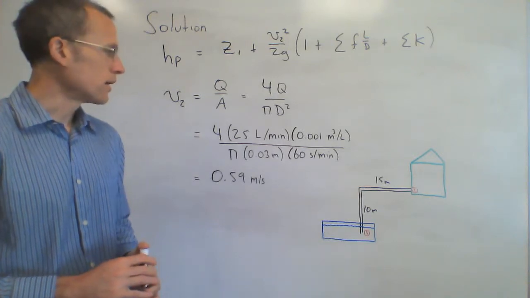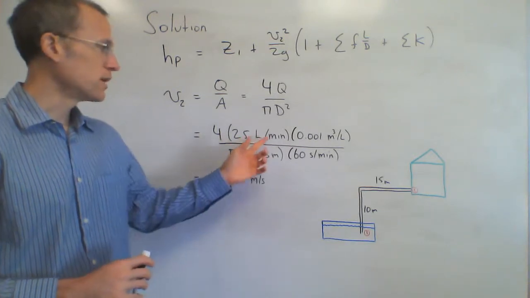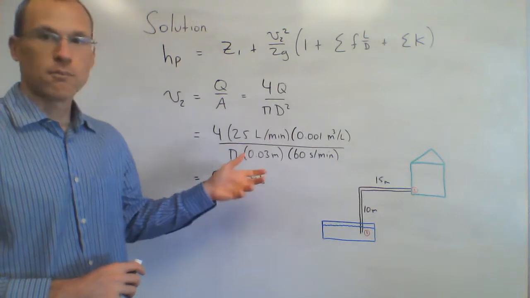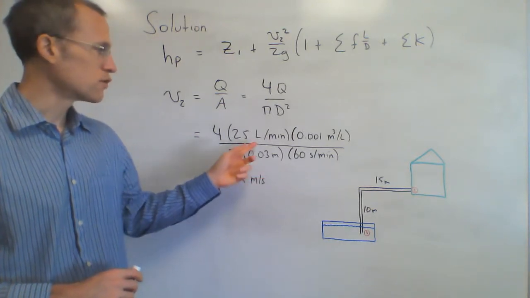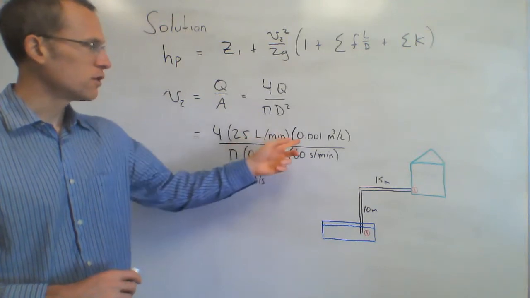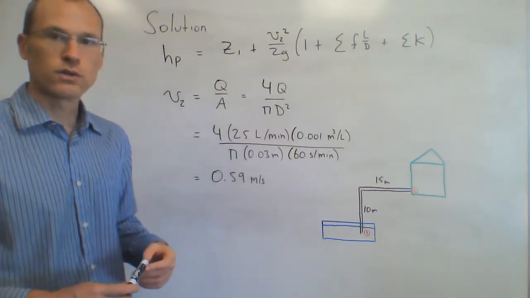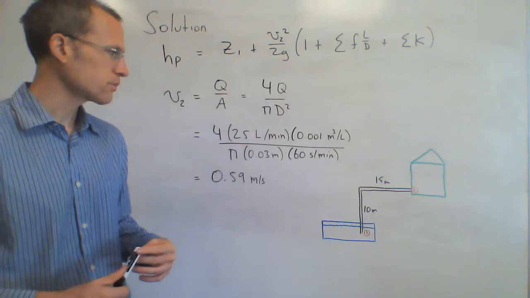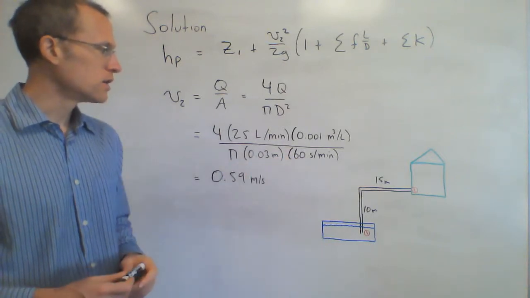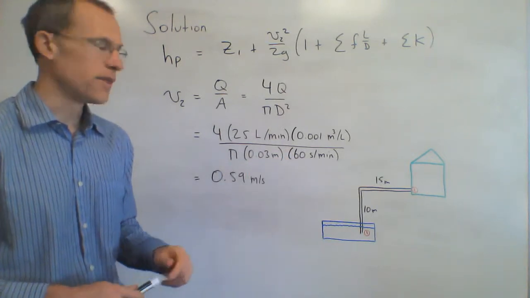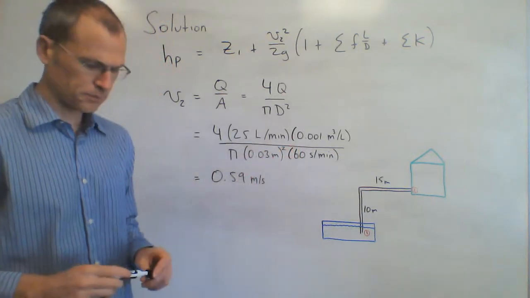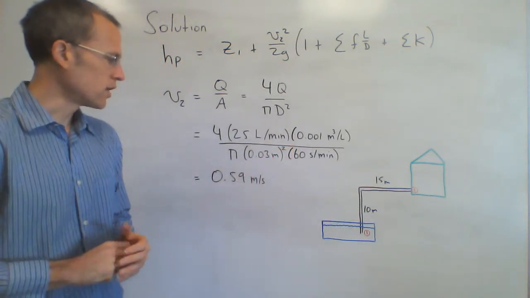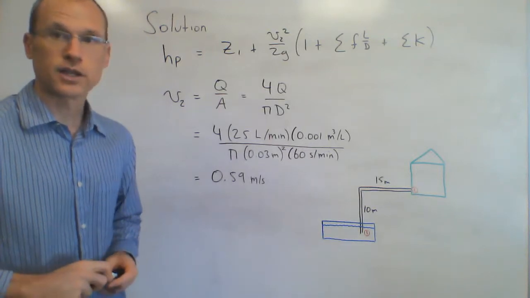I know I want a flow rate of 25 liters per minute, but I want to get that in meters cubed per second, so I have the conversion factors from liters to meters cubed. There's 0.001 cubic meters in a liter, and then 60 seconds per minute, so that gets that in the right units. And then pi d squared gives me a velocity of 0.59 meters per second in my pipe.